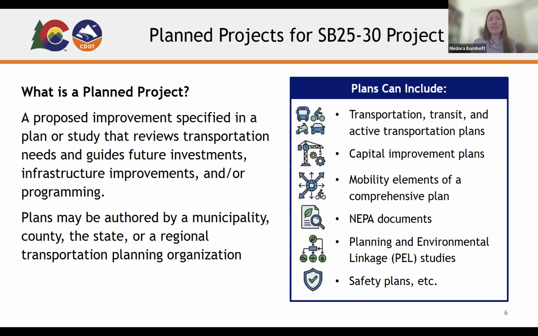And there's a wide range of plans that can have projects. Obviously, transportation plans, transit plans, but also capital improvement plans, mobility elements of a comprehensive plan, NEPA documents, PEL studies, safety plans, corridor plans. So you can think pretty broadly when looking for where projects may have already been identified in a local, regional, or state plan.